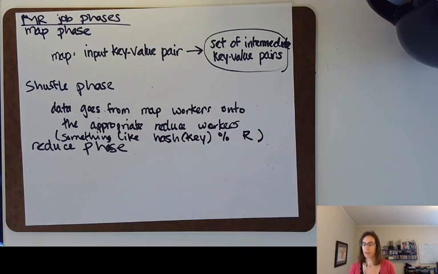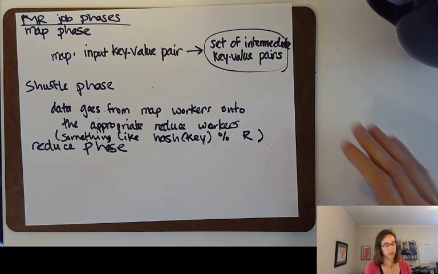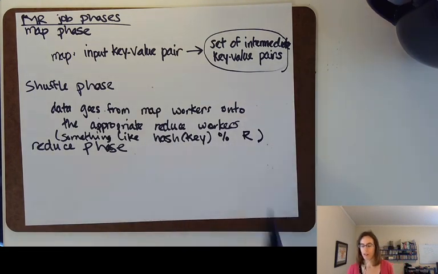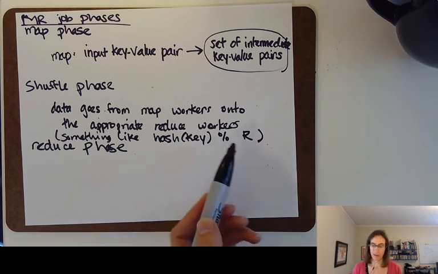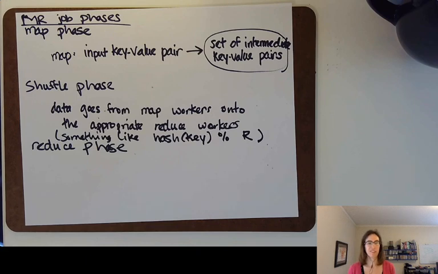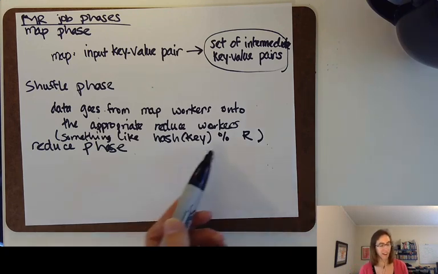Interestingly, in the paper, they don't actually say that the default partitioning function is hash of key mod r. They say that there is a default partitioning function that's used to distribute data onto the appropriate reduce workers. And they say that it uses hashing. And then they say, for example, hash of key mod r. But they don't actually come out and say that that's actually it. So maybe Google has some secret partitioning by hash approach that they're not telling us about. But it's probably something a lot like hash of key mod r.